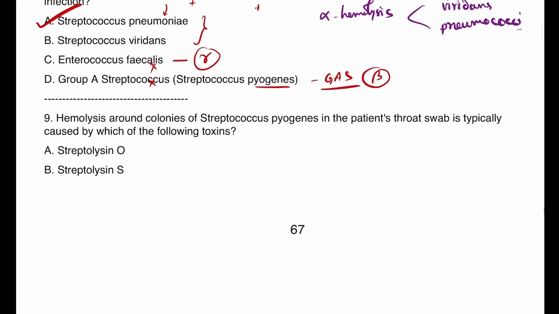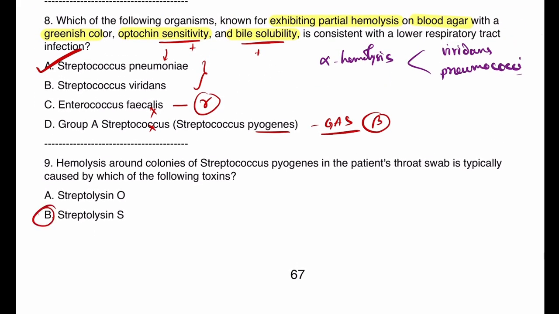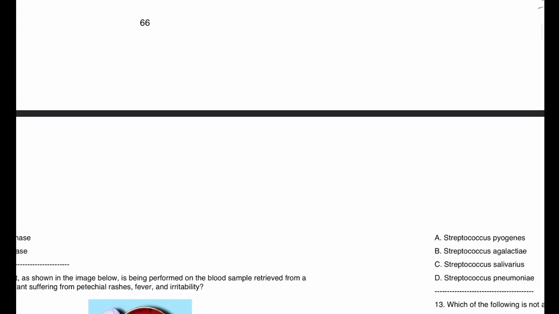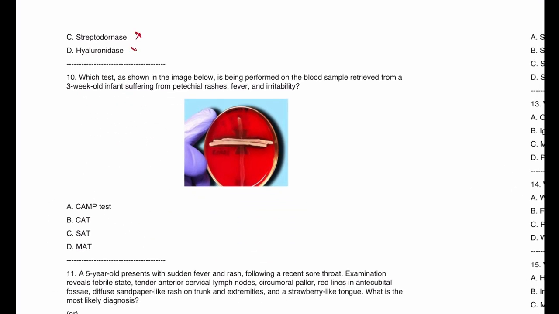Next question, hemolysis. Now this hemolysis happens because of streptolysin S. Streptolysin S is a heat stable toxin, and this is low immunogenic, or non-immunogenic rather. It is not immunogenic, as opposed to streptolysin O, which is immunogenic and heat labile. That's why anti-streptolysin O titer is used for making the diagnosis of acute rheumatic fever. Okay, these are not going to be the answers.